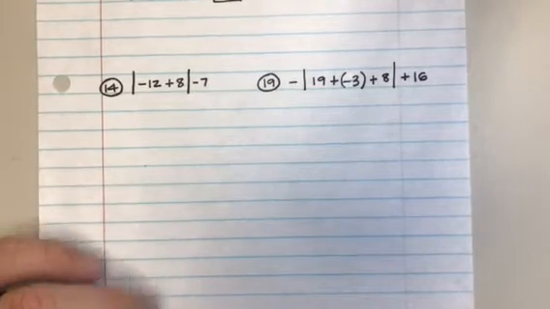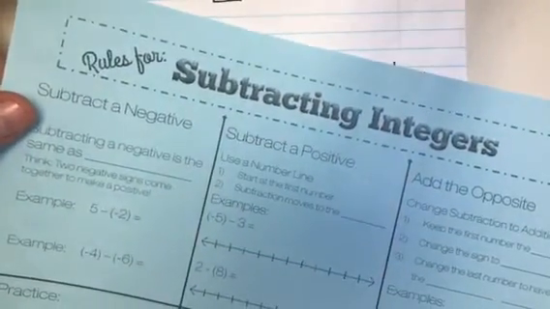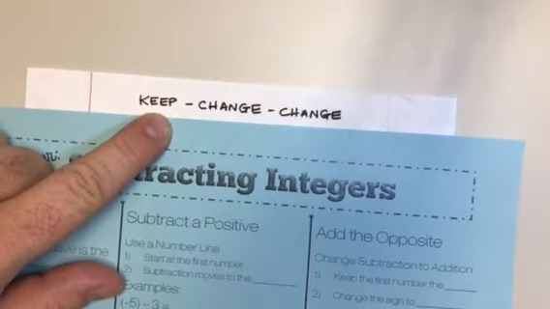All right, part 2 of subtracting integers. We wrote some rules today, but we talked about how it's all keep, change, change. That's the formula we use, or the little helper tool we use to subtract integers: keep, change, change.